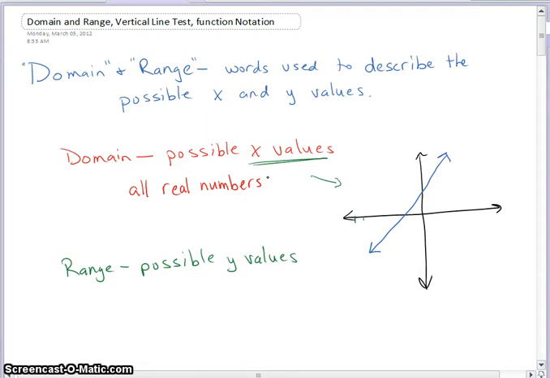Thinking about the y values, I'm doing the same thing. Start down below. Could it be way down here at negative 10? Eventually, because this line will continue on and on forever, so eventually this line will hit and there will be a y value of negative 10. I could talk about all of these possible y values. Keep going into the positives. The line continues up on and on forever, so there will be all real numbers again.